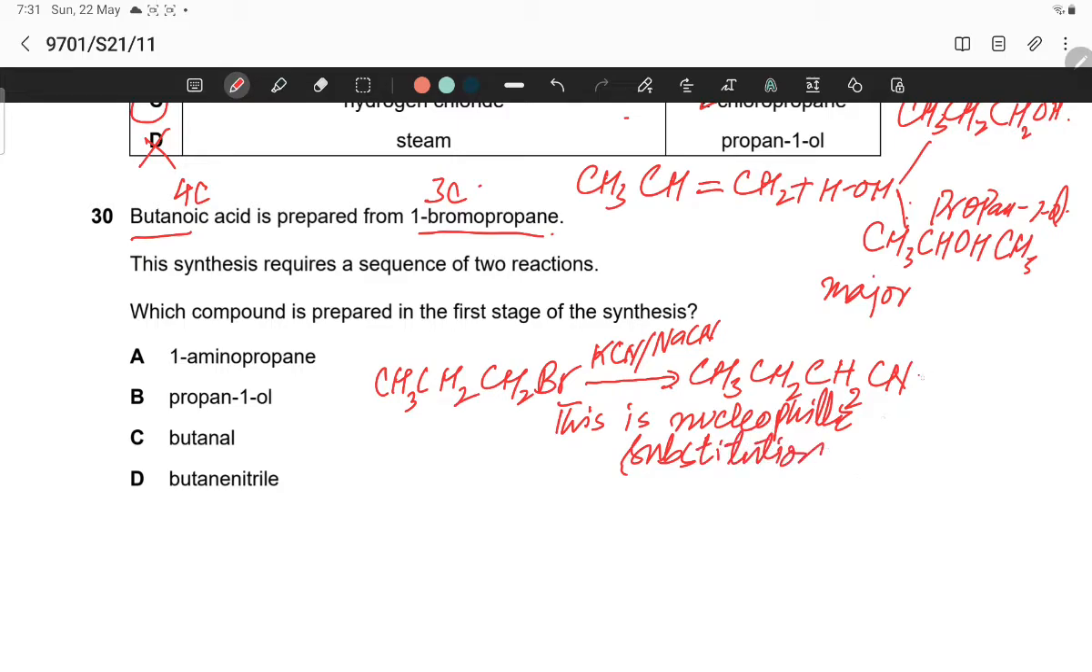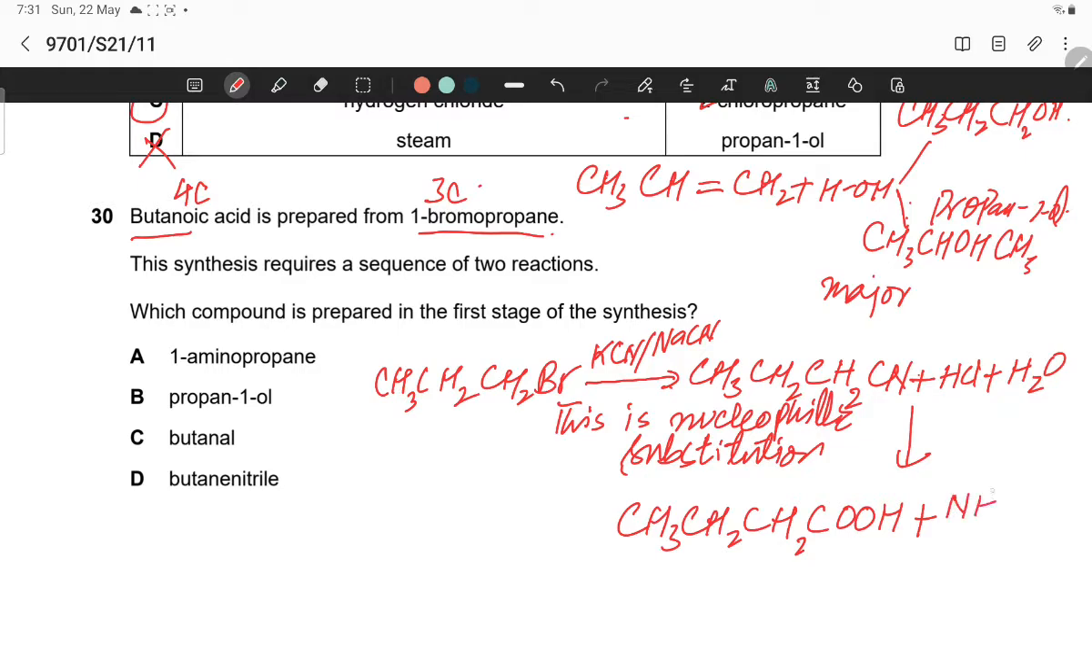And this is again hydrolyzed to form HCl plus water to form CH3CH2CH2COOH plus NH4Cl. So this is butanoic acid.